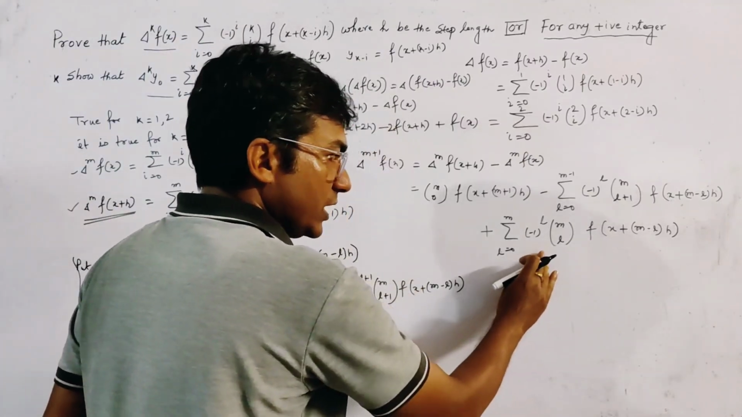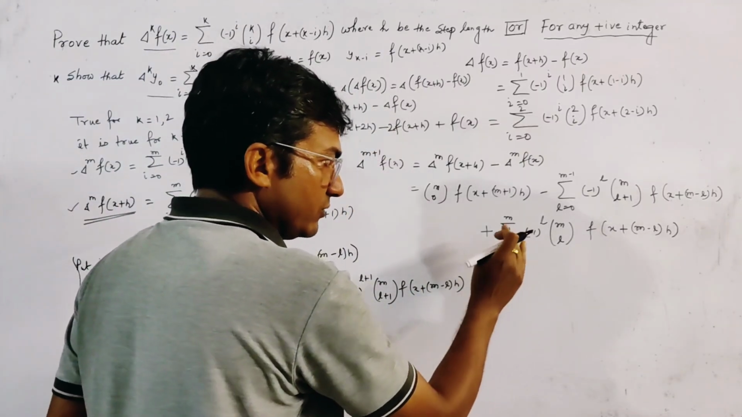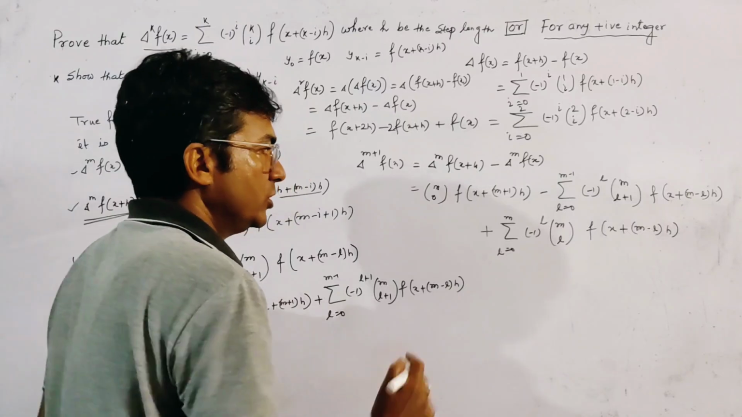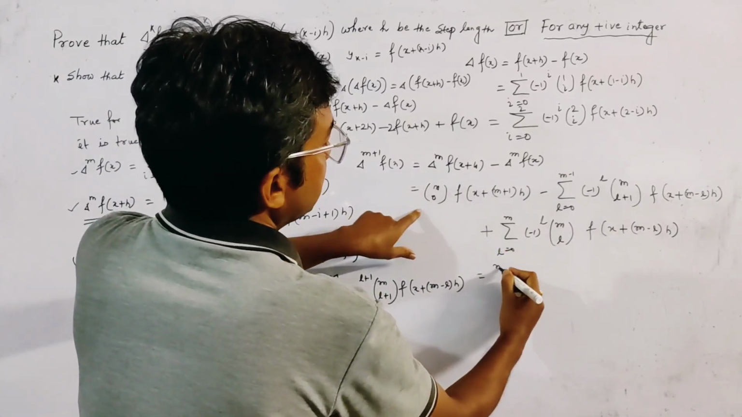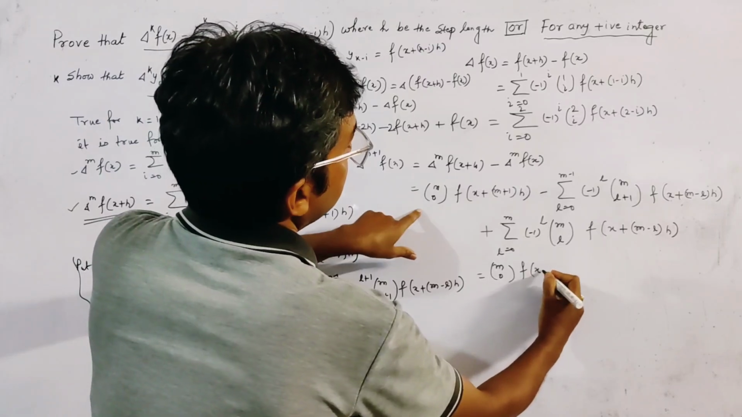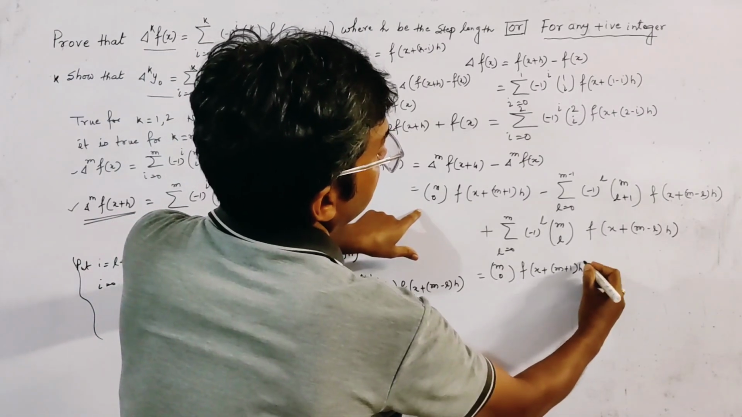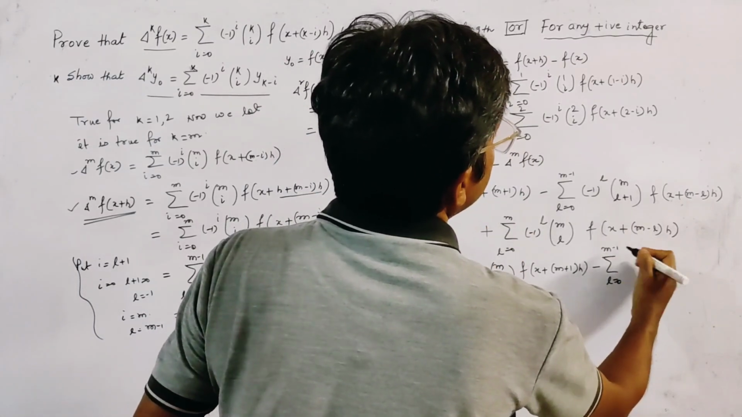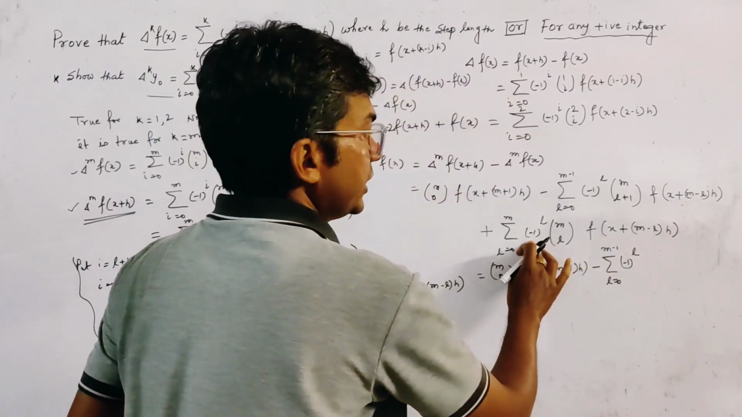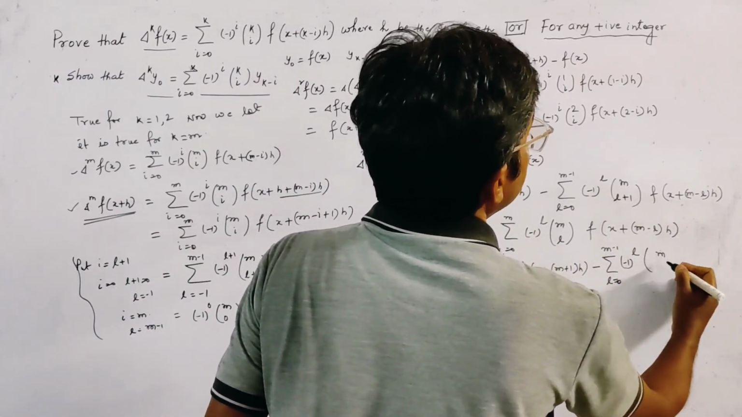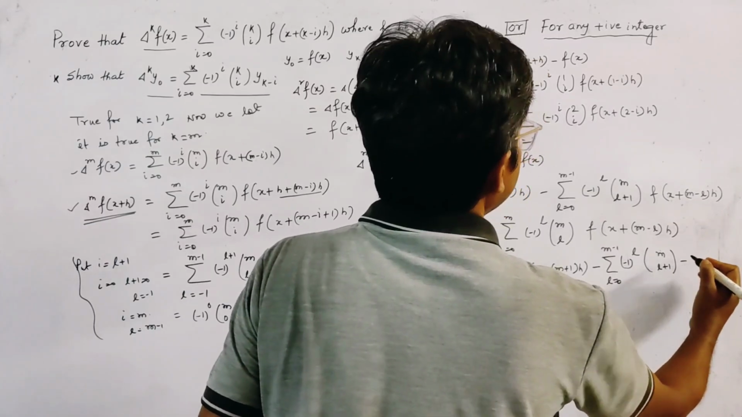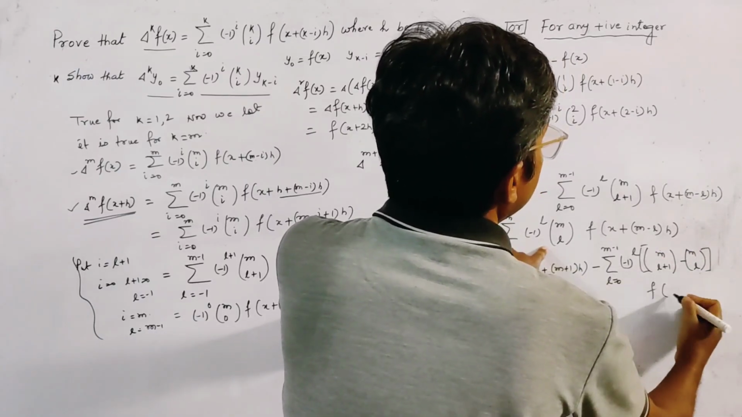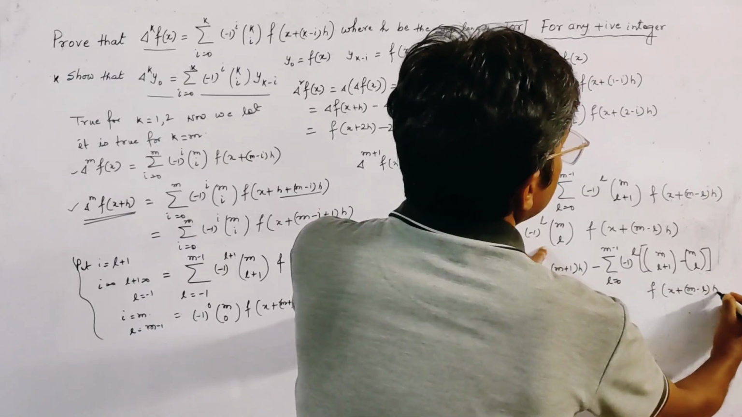Now for the last summation, we take the first m minus 1 term in this summation and write the last term in separate form, and this relation gives, the first term is mC0 f of x plus m plus 1 into h minus, taking common, L equal to 0 to m minus 1, minus 1 to the power L in both cases, and this is mC(L+1) minus mCL, right, and this is f of x plus m minus L into h.